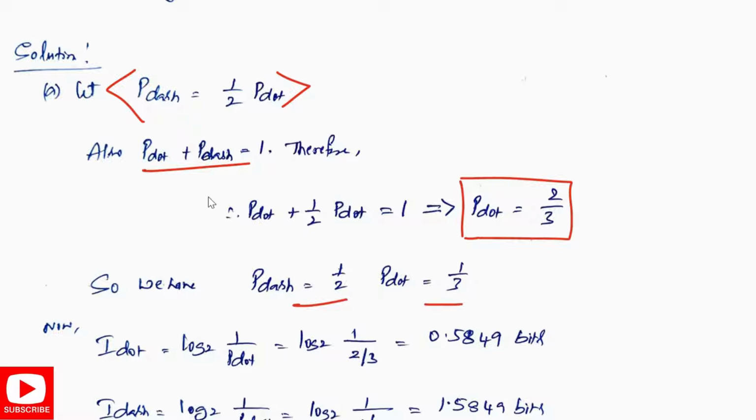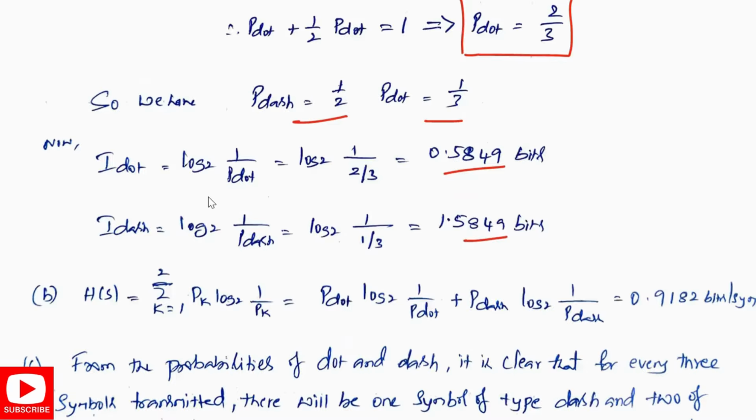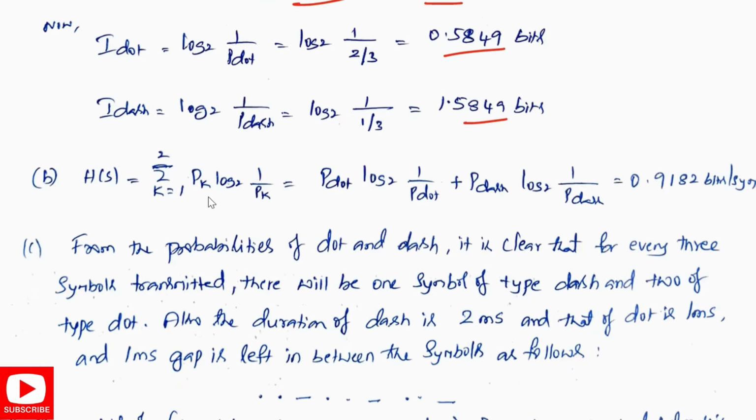Now I dot you need to find. So I dot is log 2 of 1 by P dot, that is 1 by 2 by 3. You get this as answer. Similarly 1 by 1 by 3, you get this as answer. Now H of S, you need to find the entropy. For that, apply the P dot value what we had got and 1 by P dot, then P dash into log function of 1 by P dash, you will get this answer. So this one part is done.